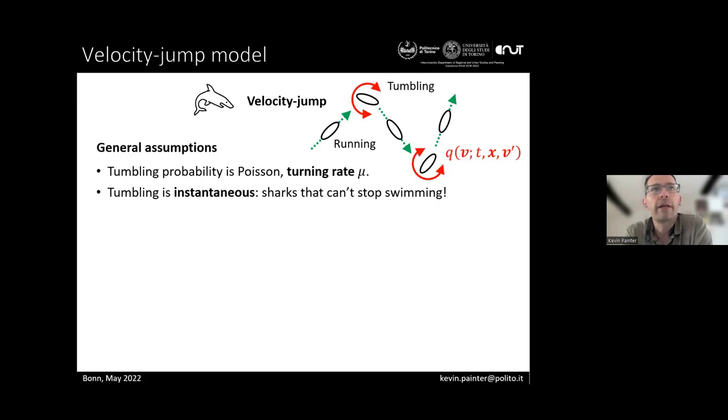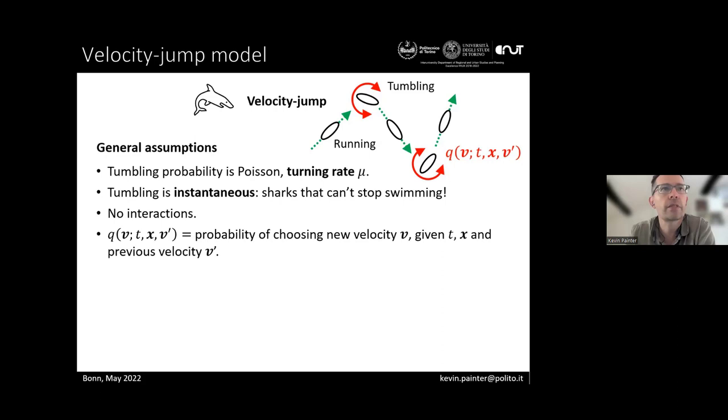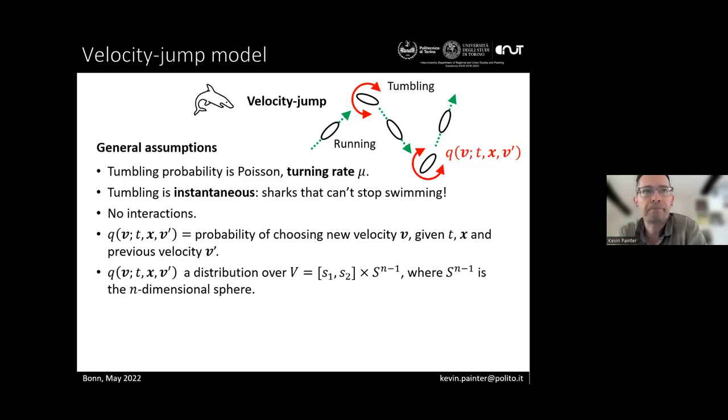We'll assume that my tumbling is instantaneous. This is like sharks that can't stop swimming, so we don't have any resting when we do our tumble. We're going to assume that there are no interactions between our individuals. As I said, Q is the key modeling decision that we need to make. It's the probability of choosing some new velocity v, given that an individual is at time t, position x, and has previous velocity v dash. So that's going to be the key modeling decision. Q is really a distribution over some velocity space.